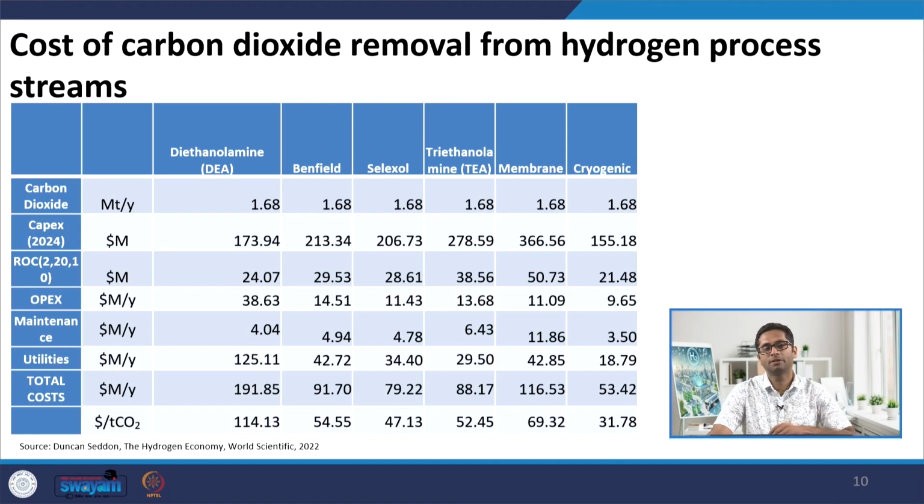So as compared to the earlier case where I would basically rely on the methyl ethanolamine, I could have different technologies. So here you see a great deal of absorbing agents like diethanolamine, Benfield solvent, which is nothing but potassium carbonate solution and has been used significantly in the ammonia industry for capturing CO2. Then we have adsorbents like Selexol or triethanolamine. So these all are the technologies which are absorption based. Then there could be membrane based technologies as well.